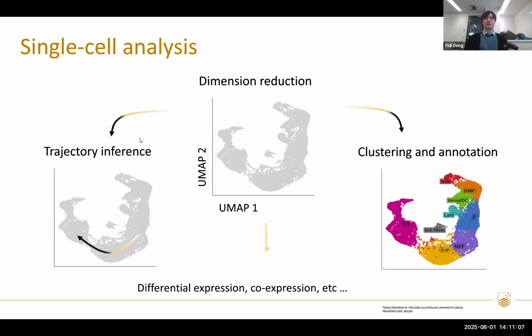Or we can do trajectory inference, that is, we find the development trajectory along this gene expression space. And of course, the common analyses that we do with the bulk data, the sample level data, can also be applied on single cell data: the differential expression analysis, the co-expression analysis, and so on.